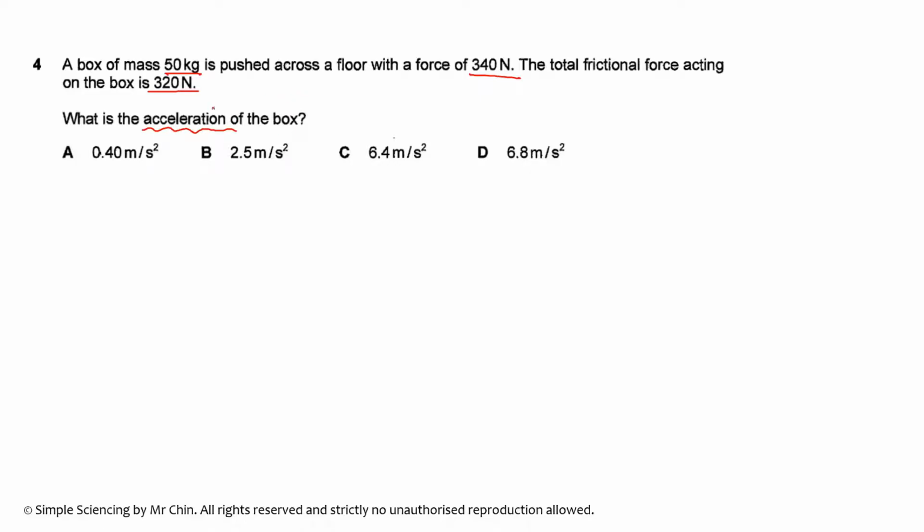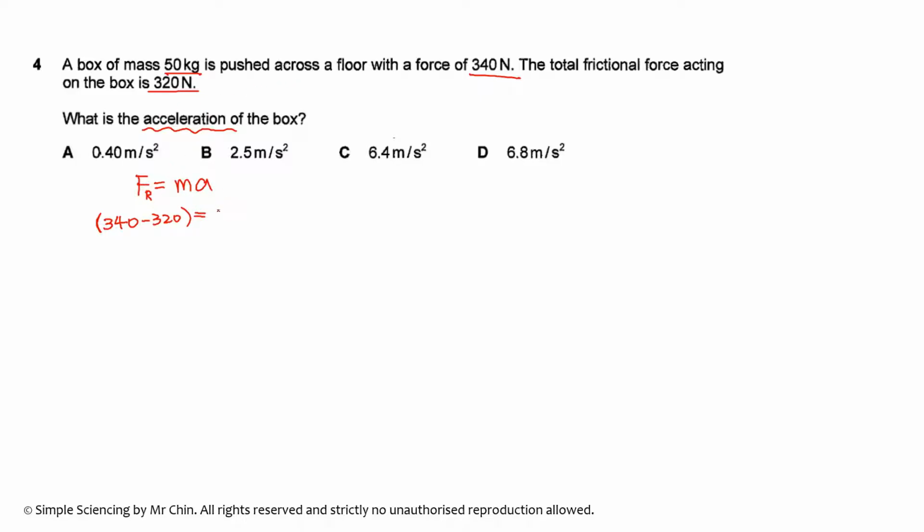So this is a question that requires you to plug in the formula and find the answer directly from the formula. So recall a formula that connects the mass, the two forces, and acceleration. That's right, F equals ma. This F is actually the resultant force. So how do you find the resultant force? You can use the subtraction of 340 minus 320. Why is this so? Because 340 is the pushing force and 320 is the frictional force. So the total resultant force will be the difference of these two forces.